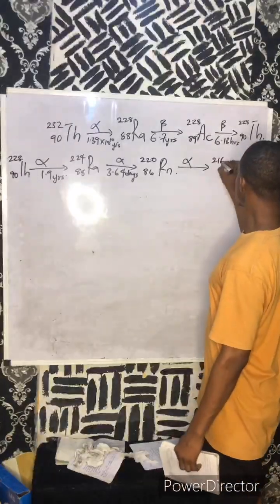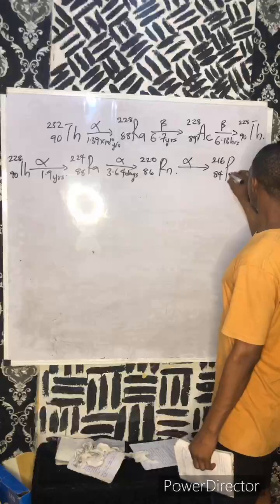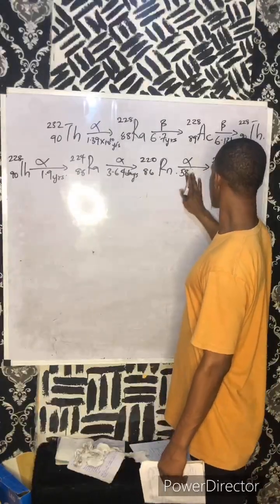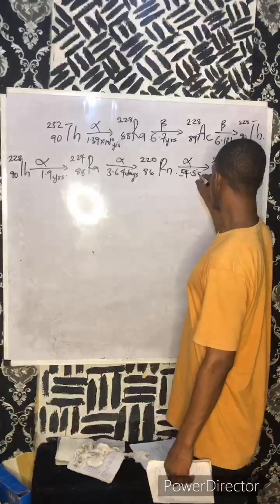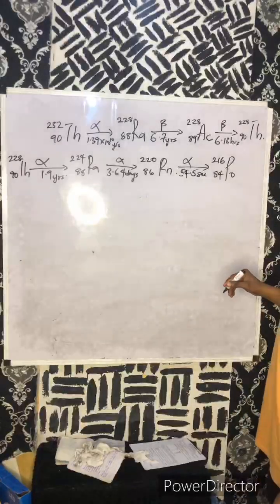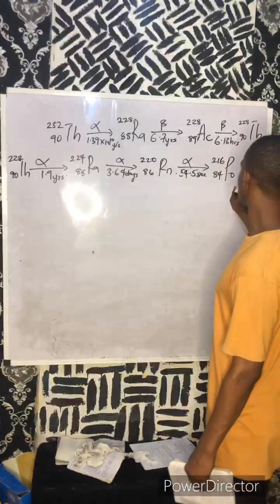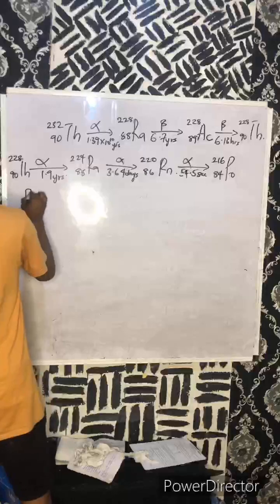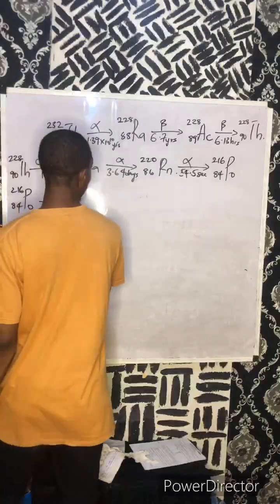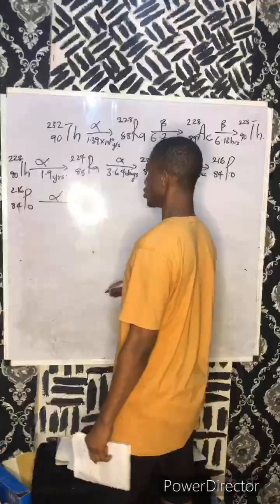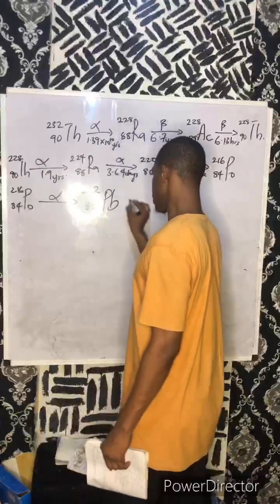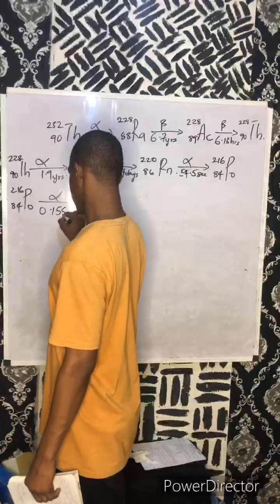That will be 216 84. This is polonium, and this happens for about 54.5 seconds. Now, this polonium will undergo alpha again, which will now give us 212 82 lead. This happens for about 0.158 seconds.